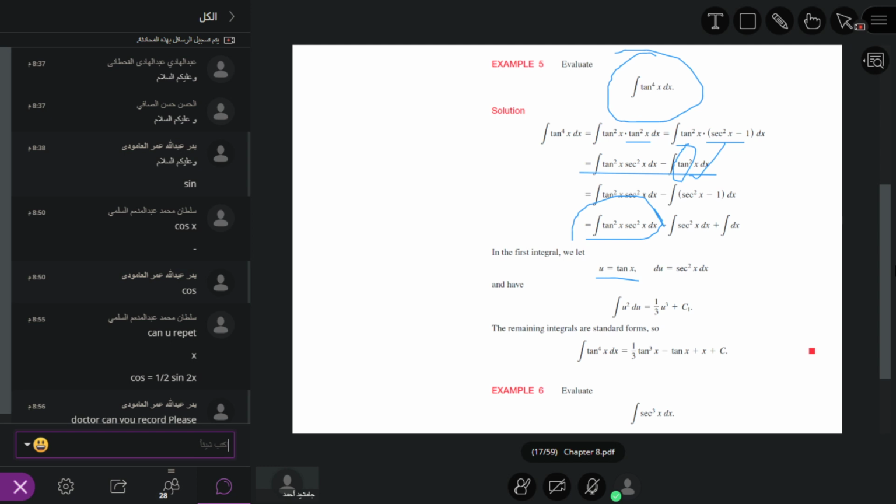So now we have the whole solution. It is 1 by 3 tan power 3 minus tan x plus constant. This is the solution. So here you can see the power of tan is even. Similarly, if the power of sec is odd, we solve by this method, using the substitution by using trigonometric integrals.